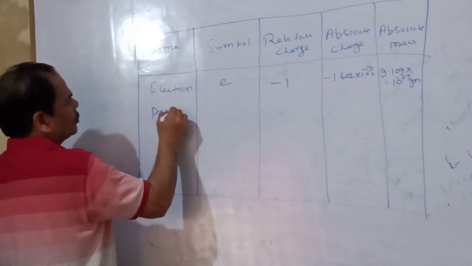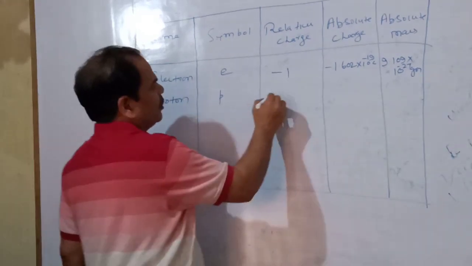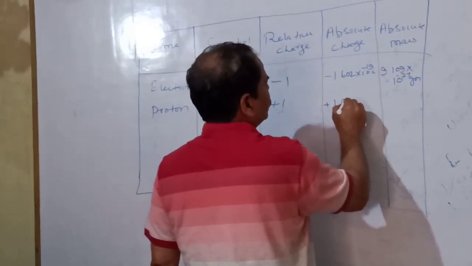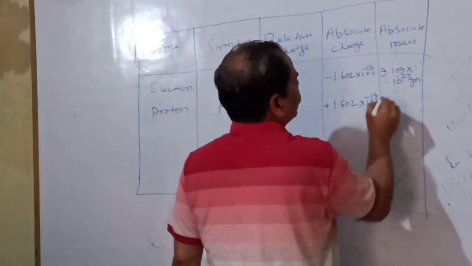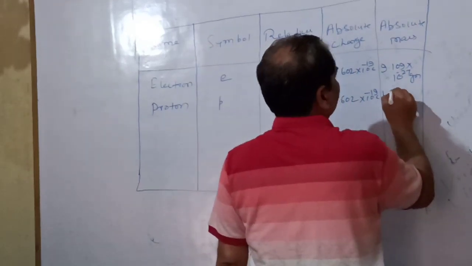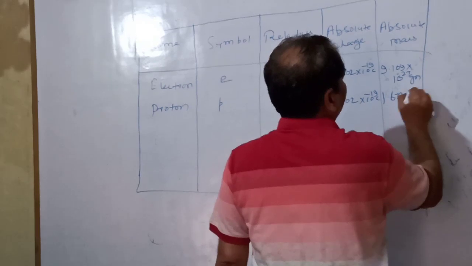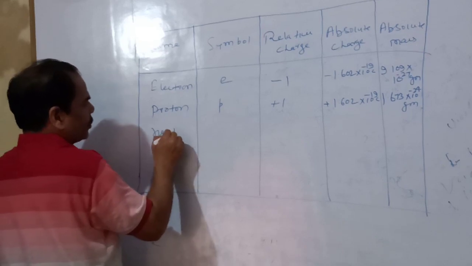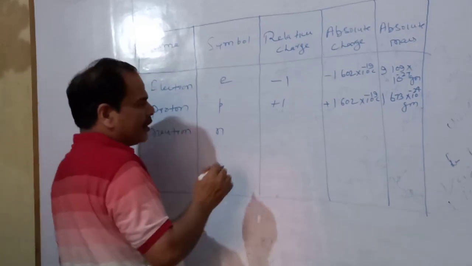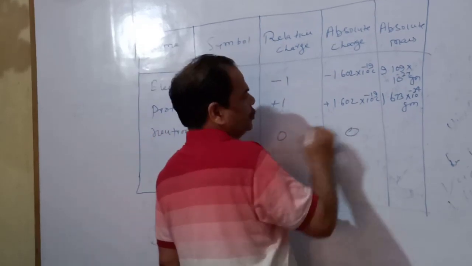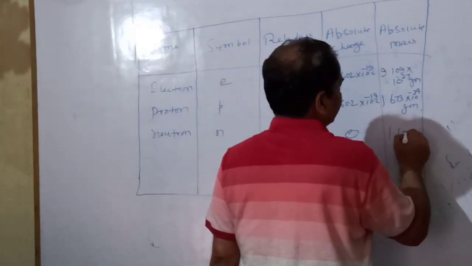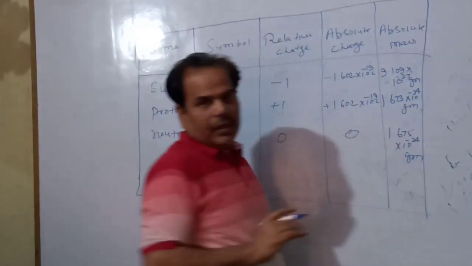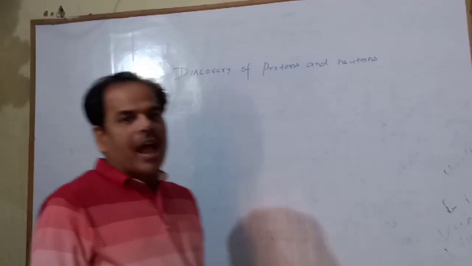Proton, P, +1, absolute charge +1.602 into 10 to the power -19 coulomb. Its absolute mass 1.673 into 10 to the power -24 gram. Neutron, it is represented by N, zero charge, 1.675 into 10 to the power -24 gram.